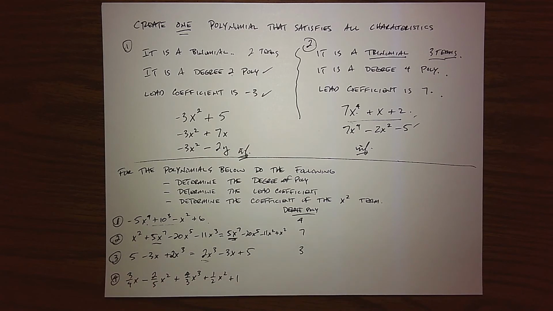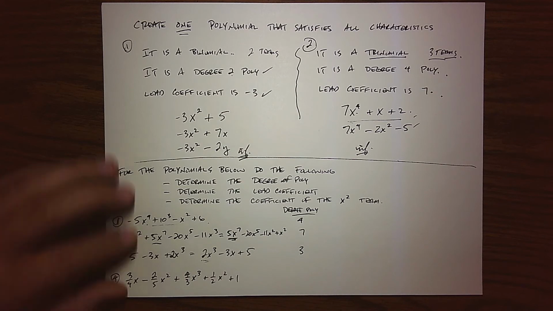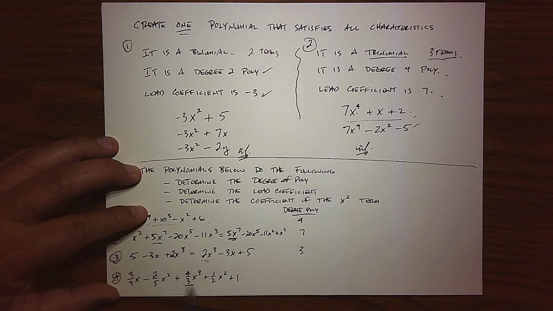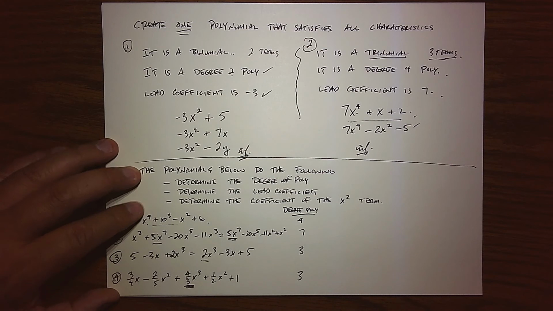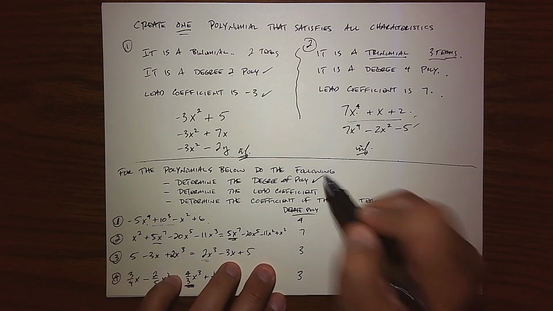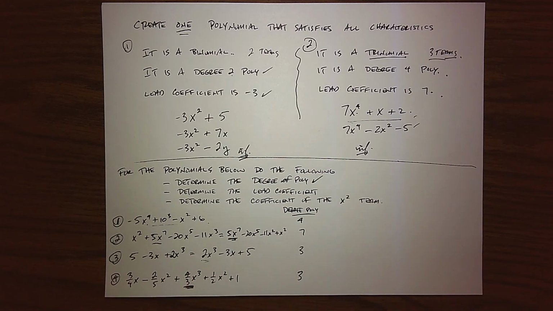Okay, and then number 4, it's got all kinds of issues, got fractions and whatnot, but I can see right now that the highest degree term is right there. And I'm going to put that in descending order a little later, but it looks like this is a degree 3 polynomial because the highest degree is 3, right? So we've just done the first one for all 4. We determine the degree of the polynomial.